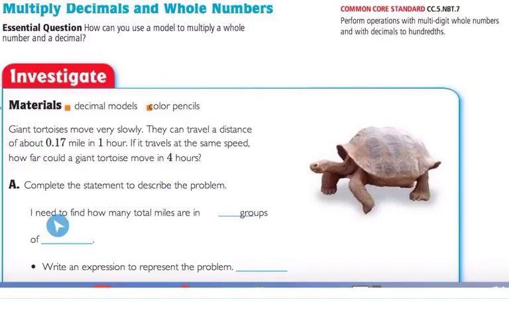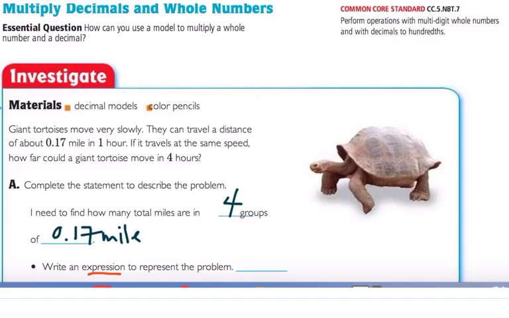So we know I need to find out how many total miles are in 4 groups because we're going to do 4 hours. And in each of those, we know that there is 1/1700th mile within each of those 4 groups that we're going to do. So now, boys and girls, it's asking us to write an expression. And remember, an expression has numbers and an operation sign. So let's write an expression that represents the problem.